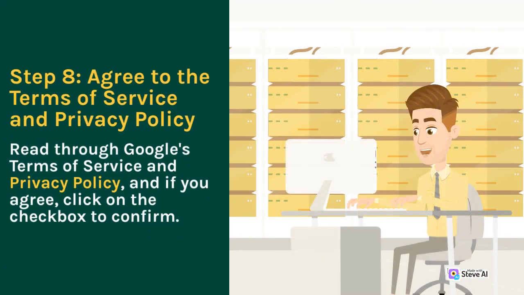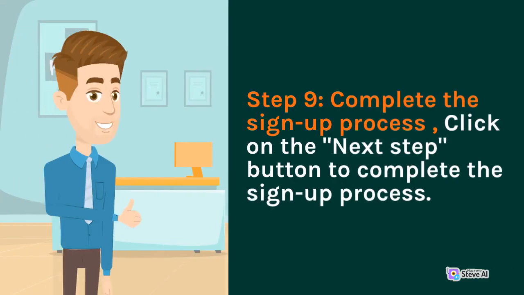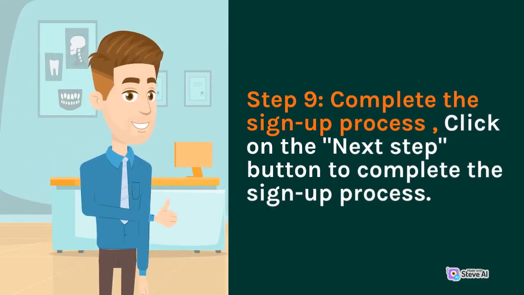Step 8. Agree to the Terms of Service and Privacy Policy. Read through Google's Terms of Service and Privacy Policy, and if you agree, click on the checkbox to confirm. Step 9. Complete the sign-up process. Click on the Next Step button to complete the sign-up process.